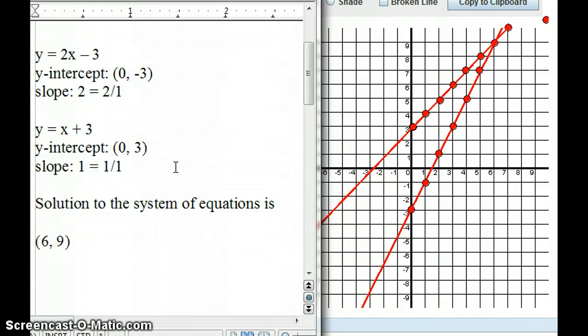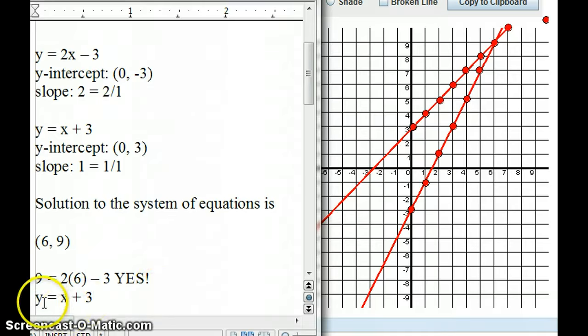And if I wanted to check that, I can just put it into both equations. So I would ask myself, well, is 9 going to equal 2 times 6 minus 3? Well, that's 12 minus 3. 12 minus 3 is 9, so that's right. And then it also should make the second equation true.